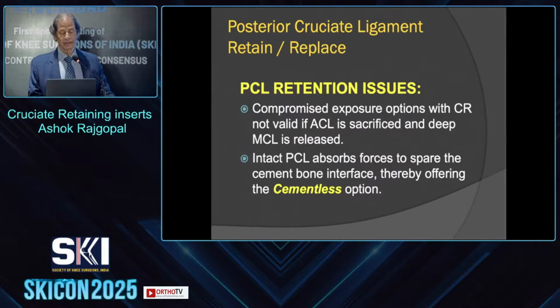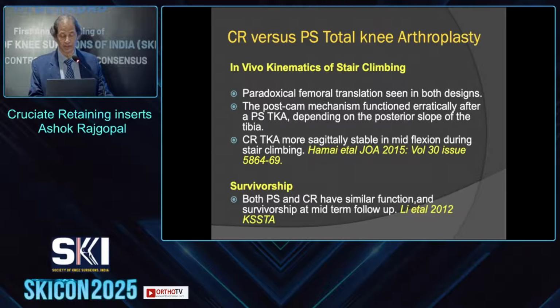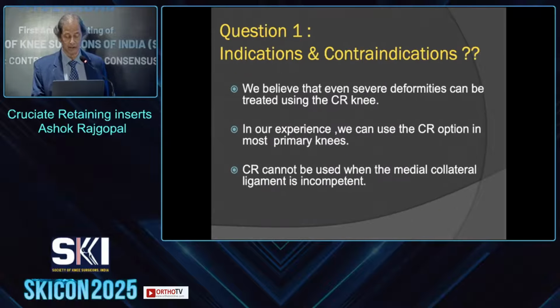So with retaining the PCL, the exposure is no challenge. And most importantly, because the intact PCL absorbs forces to spare the cement bone interface, we can actually use cementless options. Paradoxical motion is present in both CR and PS, but with the advent of the newer articulations like the medial pivot and the medial congruent, this has reduced. The CR is sagittally stable in mid-flexion during stair climbing, and when you look at long-term data, though they have similar functions, the recent Australian and the American registry has actually alluded to the fact that CR has better survivorship.